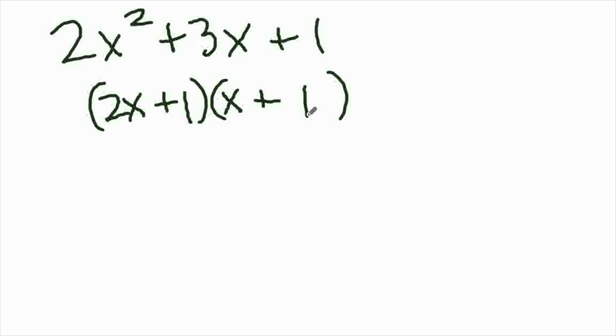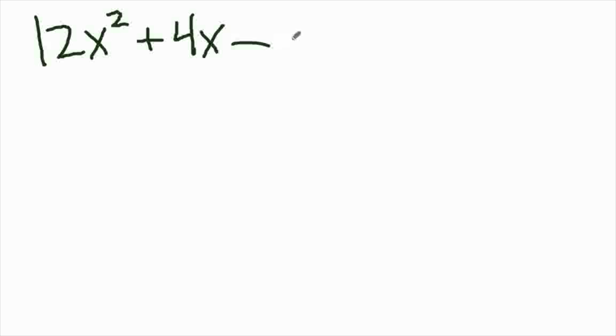I want to conclude this video by showing you the most difficult type of factoring that you will see. So what if we had something like this? What if we had 12x squared plus 4x minus 8?